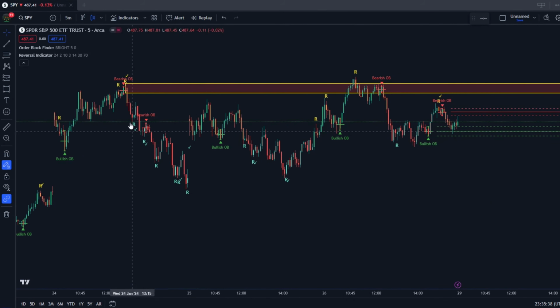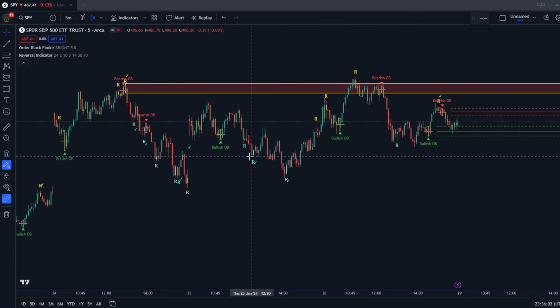And what I'm looking for here, once again, is an area of interest or an area that's been unmitigated by this order block. So what this means is once this order block is formed and I draw this out, I'm waiting for the market to come back up to the order block and find a price action area where I can enter into the market.